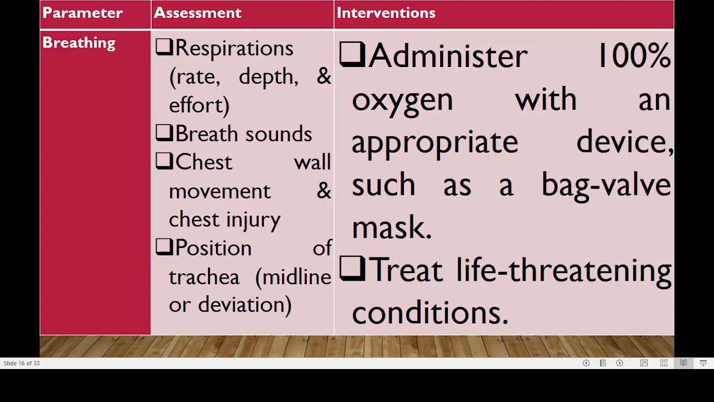B, the second parameter, is breathing, and you need to assess for respiration, the rate, the depth, the effort. You need to assess for the breath sounds, the chest wall movement and chest injury, and the position of the trachea. Ideally, it should be midline. In terms of intervention in breathing, you need to administer 100% oxygen with an appropriate device such as the bag valve mask, and you treat life-threatening conditions.